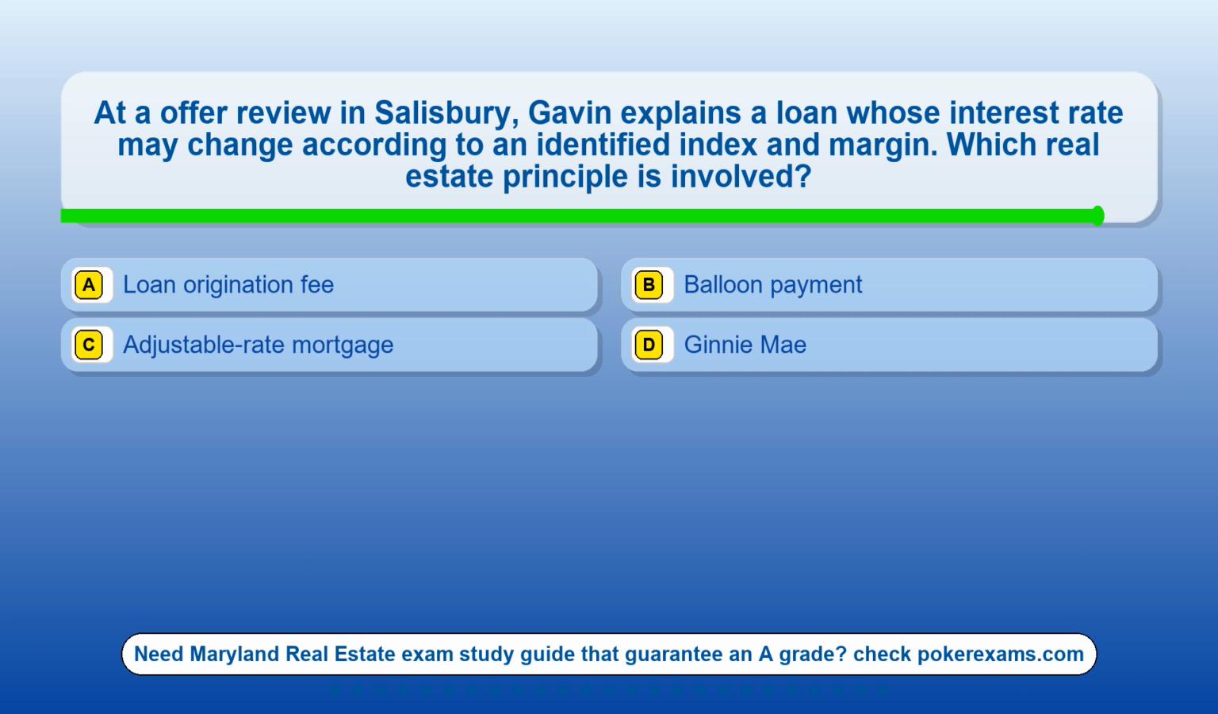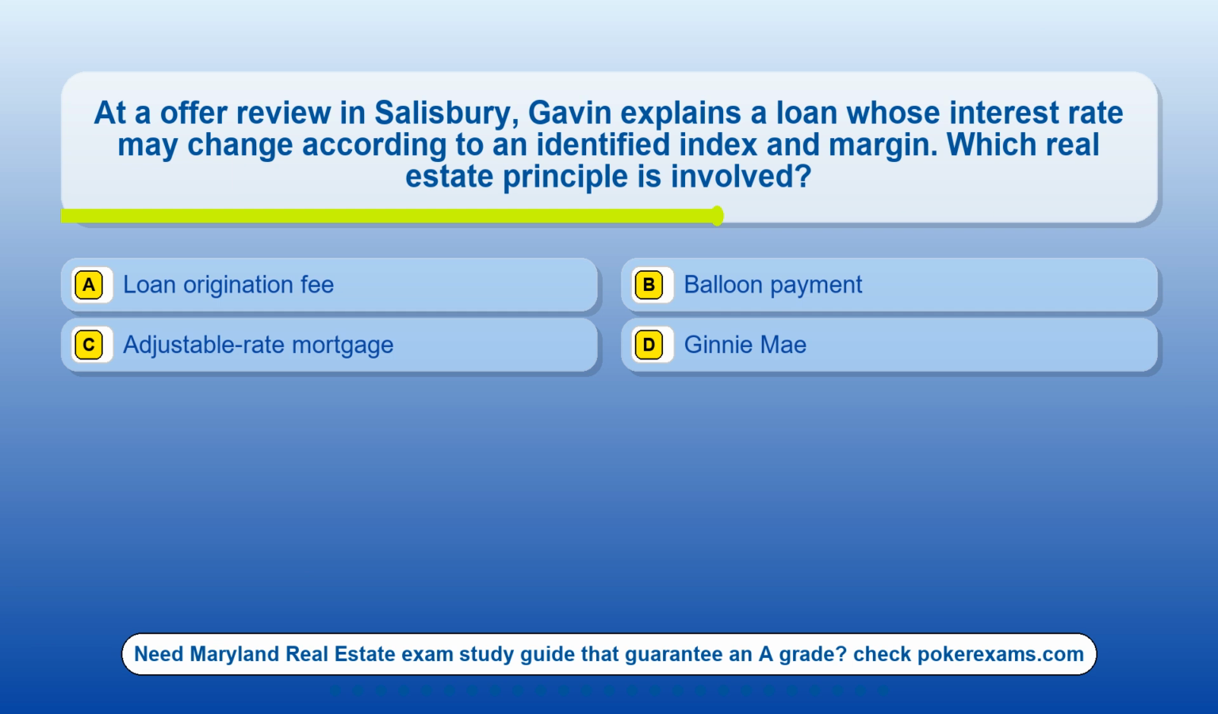Question 16. At an offer review in Salisbury, Gavin explains a loan whose interest rate may change according to an identified index and margin. Which real estate principle is involved? Option A, loan origination fee. Option B, balloon payment. Option C, adjustable-rate mortgage. Option D, Ginnie Mae.